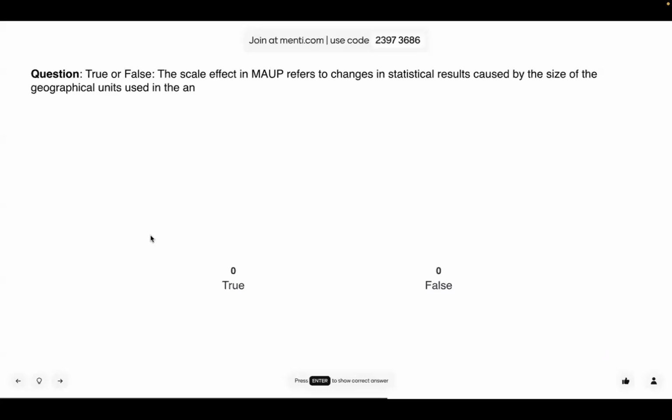I'll give a minute or two just for those answers to flow through. That's great. I think everyone's caught on that the answer is in fact true. And this is true in that using finer analysis will inevitably lead to different analysis results, right? This is because the scale effect causes variation in the statistical results between different levels of aggregation.